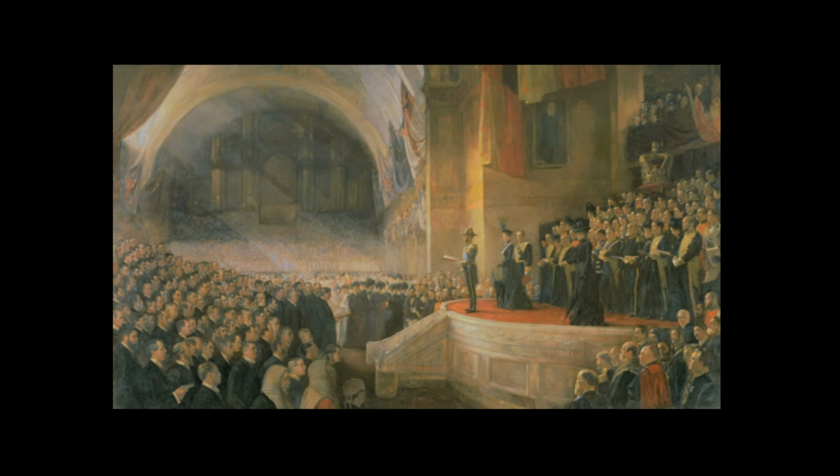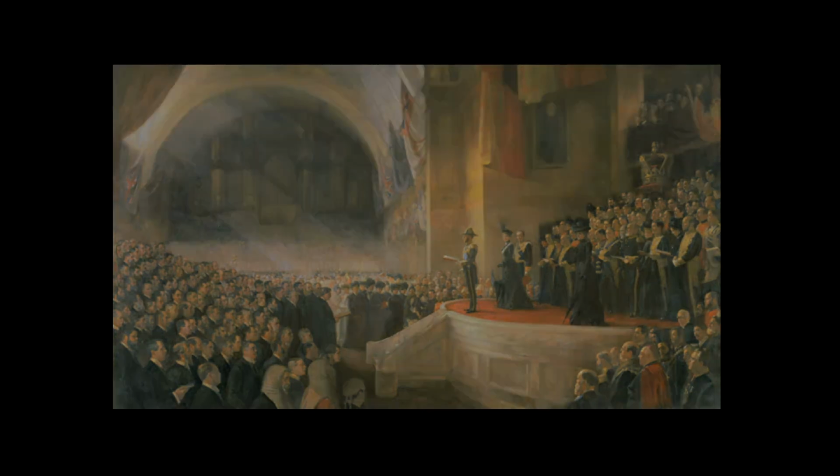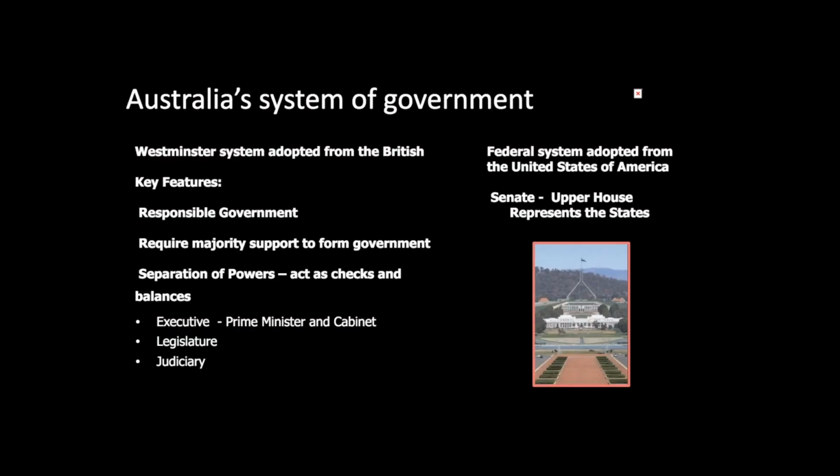This is another famous painting, this one by Tom Roberts, of the opening of the first Australian Parliament in Melbourne in 1901 by the Duke of York. It's on display at Parliament House in Canberra on permanent loan from the Royal Collection. Australia's national system of government consists of 2 main parts. Firstly, it is a Westminster system, which was adopted from the British Parliament. The key features of this system are that it is a system of responsible government, that a party requires majority support in order to form government.